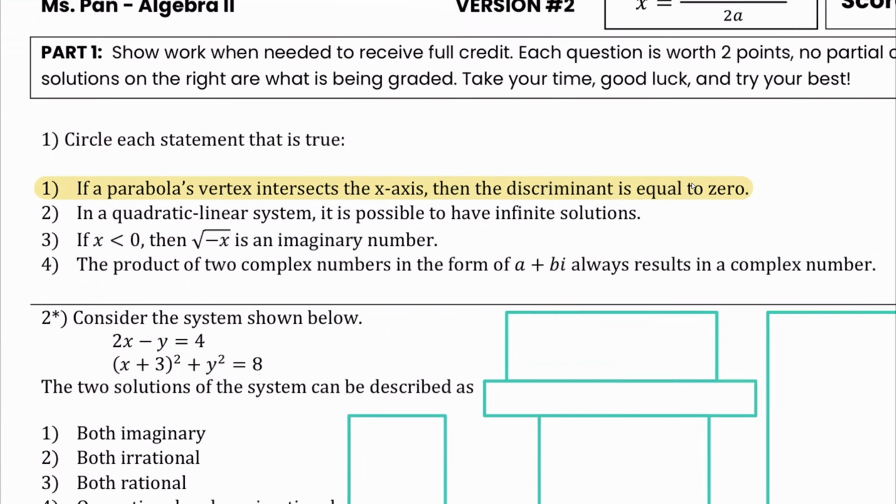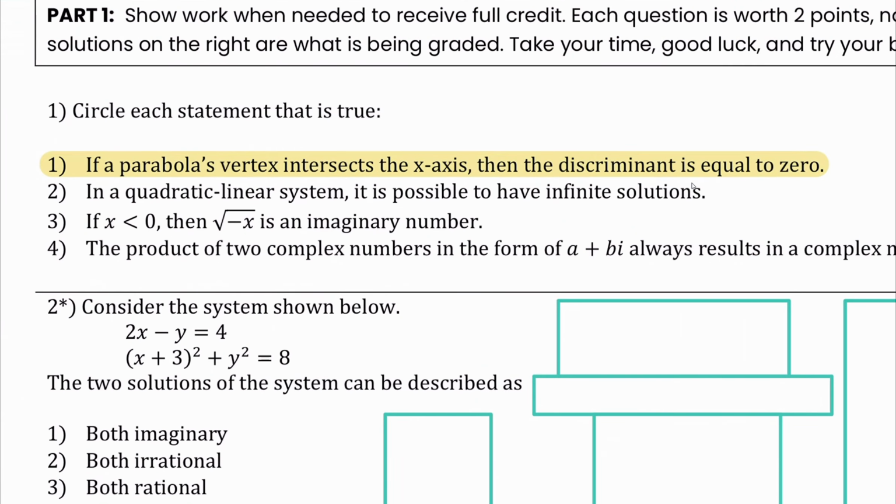Now in number 3, here we have if x is less than 0. So what that means in English is that x is a negative value. So if x is a negative value, then this says square root of negative x. If x is negative, then therefore negative x is forced to be positive. So if we take the square root of a positive value, then that's no longer imaginary.